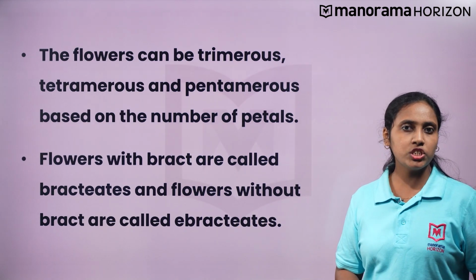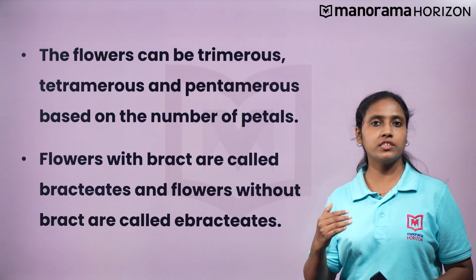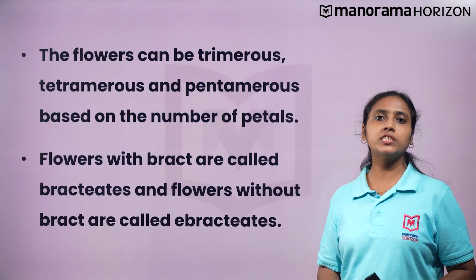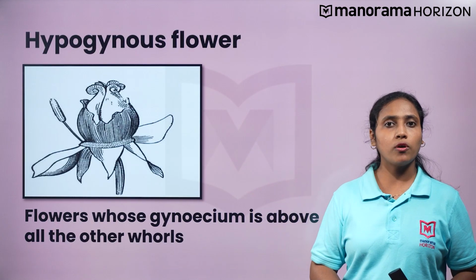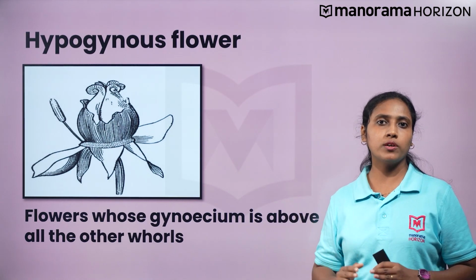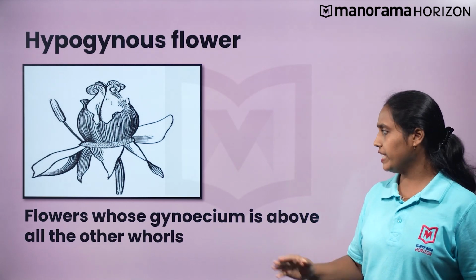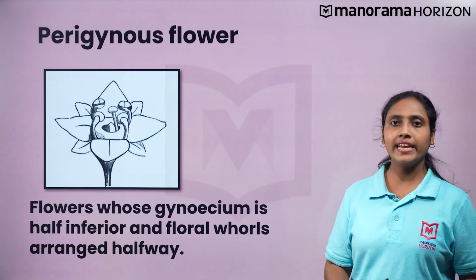Depending upon the position of the corolla, calyx and androecium on the thalamus with respect to the ovary, flowers may be hypogynous, that is, the gynoecium of these flowers occupy a higher position and the rest of the parts are below it. Example, brinjal. The next type is perigynous.